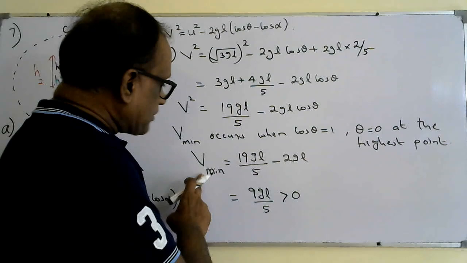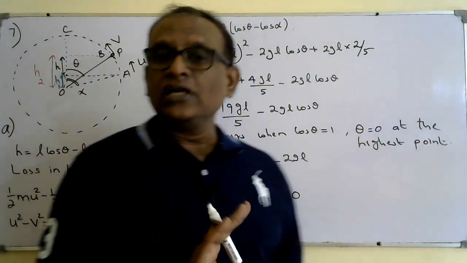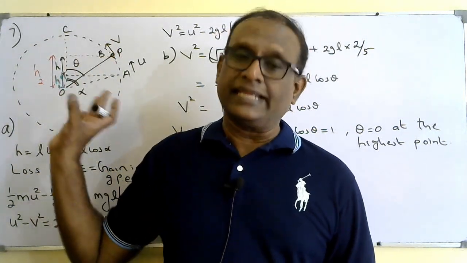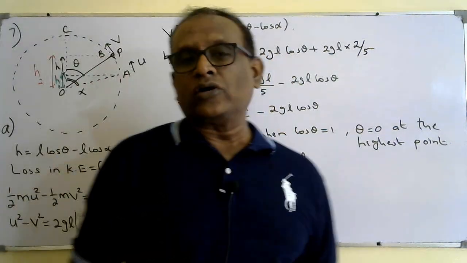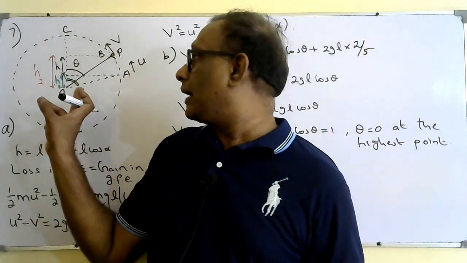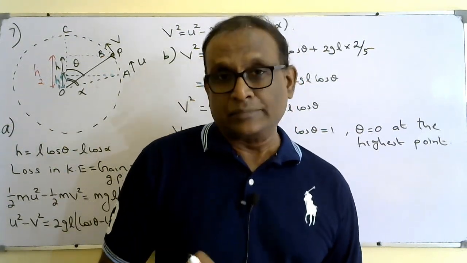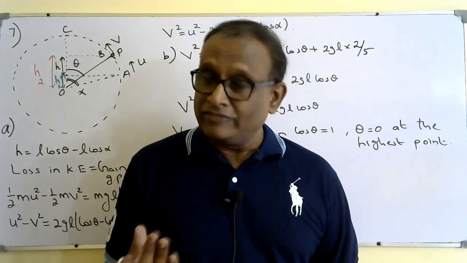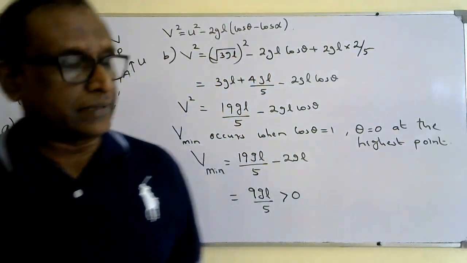Since the minimum speed at the highest point is greater than 0, it has a real value. That means the speed of the particle never comes to 0 at any point. It will continue circular motion. Here we don't need to think about the tension, because the particle has only one possible path, the circular path, because the rod is a rigid one. But if it is a string, we have to think about the tension. I'll do a lesson on that later separately.